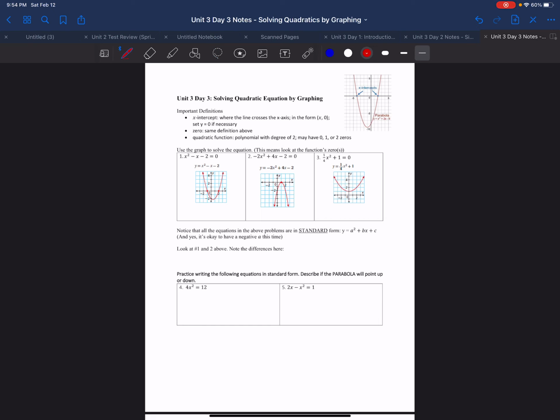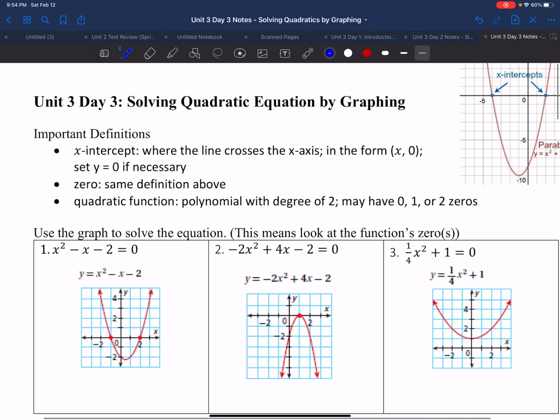We are back, ready to talk more about quadratic equations. One thing that I want to talk about is the x-intercept again. Remember, the x-intercept is where the line crosses the x-axis, and it's usually in the form x comma 0. Whenever we're trying to find our x-intercept, we have to make sure that we set y equals 0, and that's only if it's necessary.